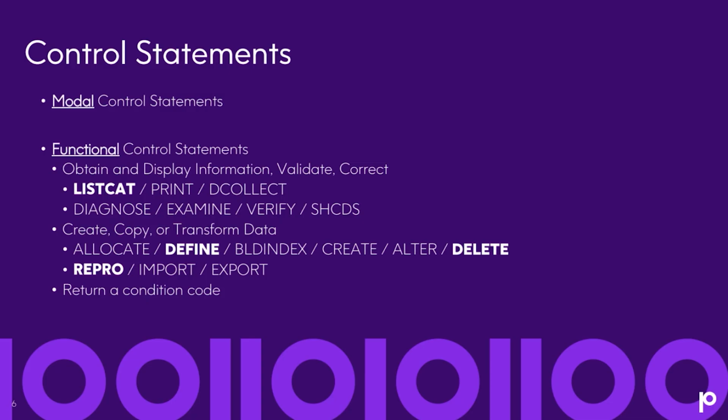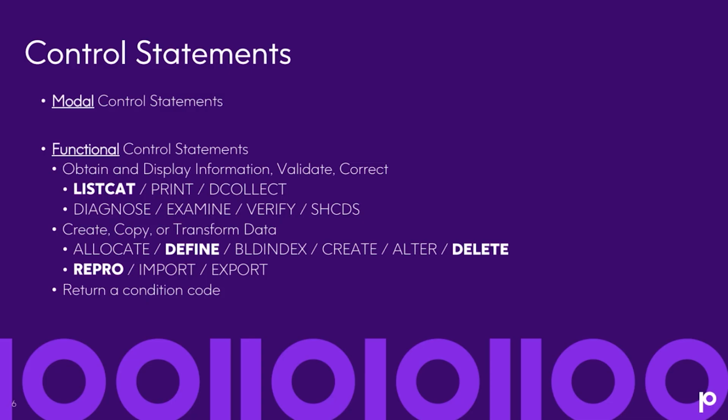We want to print the contents of a data set. We want to display the SMS information with DCOLLECT. Or if we want to validate certain structures, we want to validate that the components of a VSAM data set are consistent. We want to validate that the catalog is correct. We can do a DIAGNOSE or EXAMINE or a VERIFY or look at the sharing data sets. But of the functional control statements, the one we'll use most often is probably LISTCAT, because we're just getting information back from the catalog.